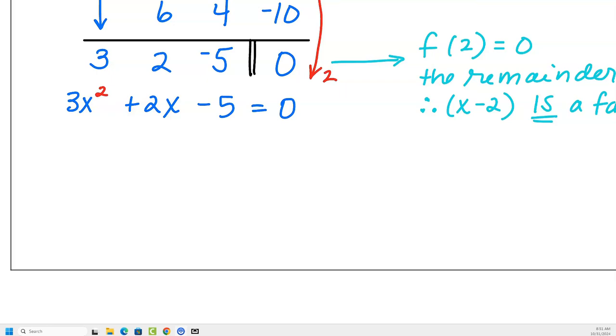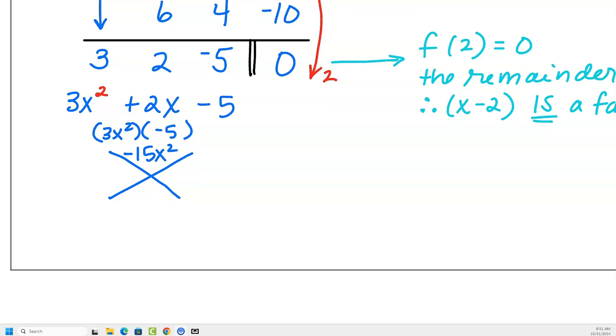That we have to factor that, okay? Actually, it doesn't have to equal 0 because we're not solving it at this point. So I'm going to take and factor this. So 3x squared times negative 5, that's negative 15x squared. And I'm going to use my x here. I'm looking for factors that add to 2x. Isn't that negative 3x and plus 5x? Do you guys agree?